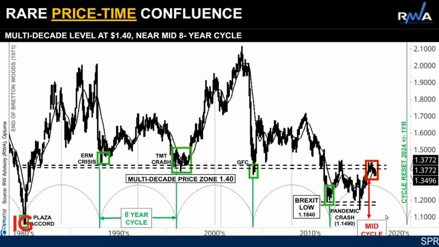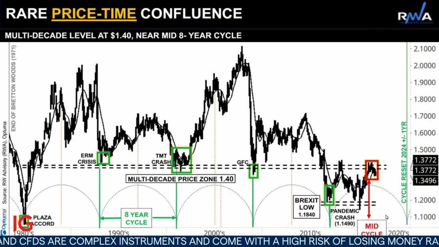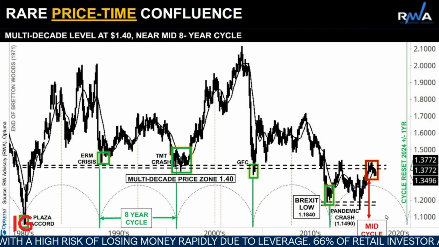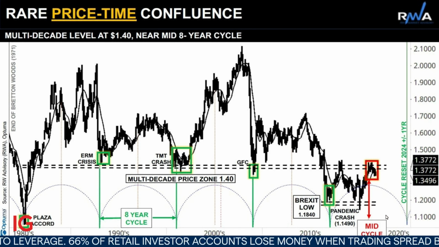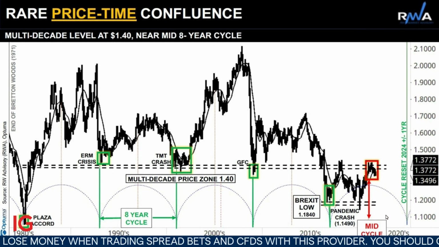So Plaza Accord, in terms of the range of this analysis going back that far, and also the fact that the cycle does coincide with major lows. So Plaza Accord, ERM crisis, TMT crash, GFC, and then the Brexit event that we spoke about. But in terms of, so that's the pattern rhyme looking at the cycles across history.